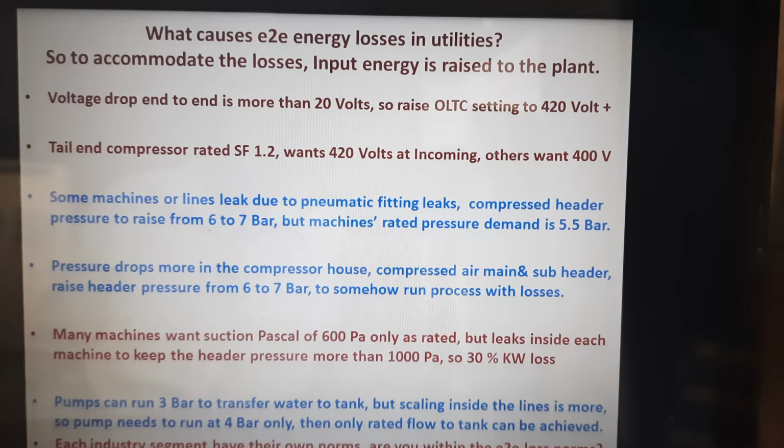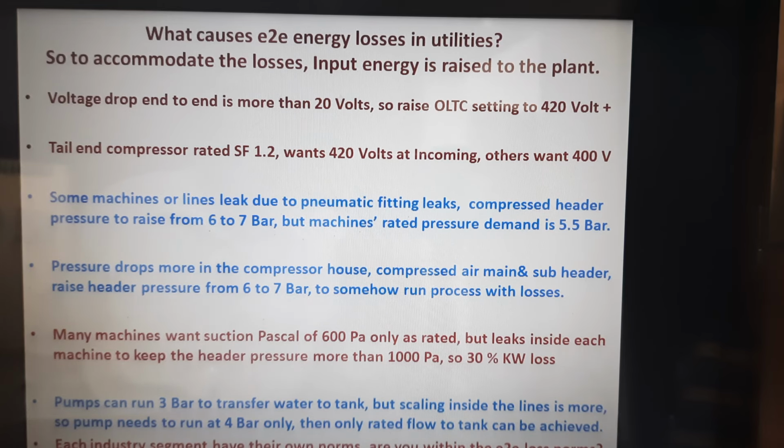Some of the machines or the lines, pneumatic lines, have fitting leaks. The compressor header pressure needs to be raised from 6 bar to 7 bar or even 8 bar, when the machine rated demand pressure is only around 5.5 bar. The pressure drops occur from the compressor house to the main header, to the sub header, all the way to what is needed at the load ends, the pneumatic load ends. Based on that, the header pressure has to be raised to accommodate the end-to-end pressure drops. Somehow the process has to be run by accommodating the losses and pressure drops.